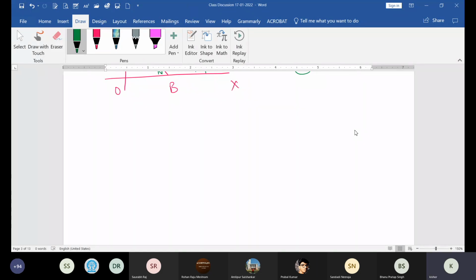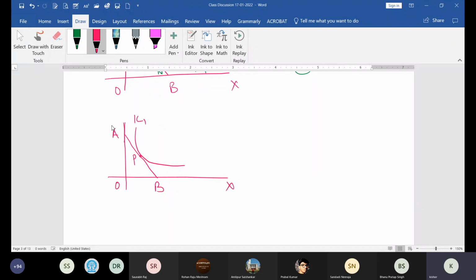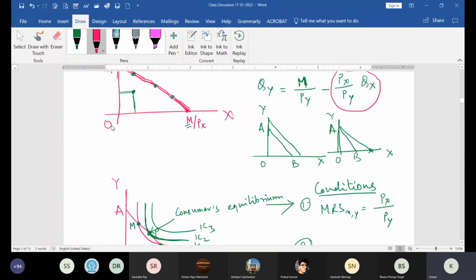So a situation may arise where suppose your budget line is like this, AB, the indifference curve is like this, and the equilibrium position is here. Suppose IC1, P is your equilibrium position, and so on. Now what happened? Your income increased. Suppose all other things are at a certain level, income increased. A few minutes back I was drawing this one, you remember? Here.